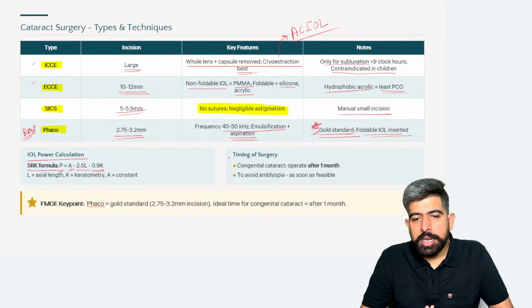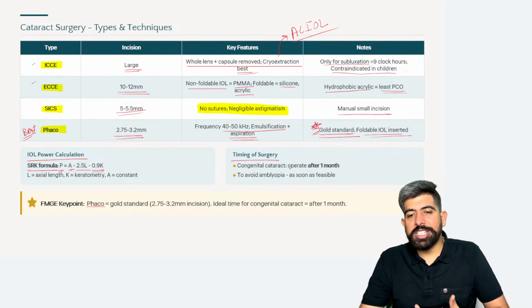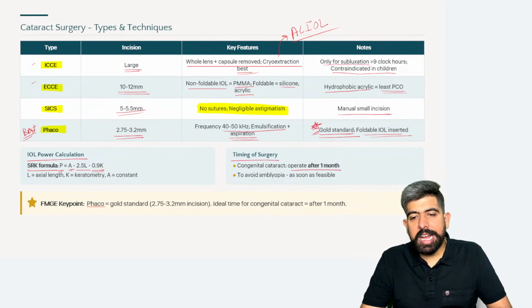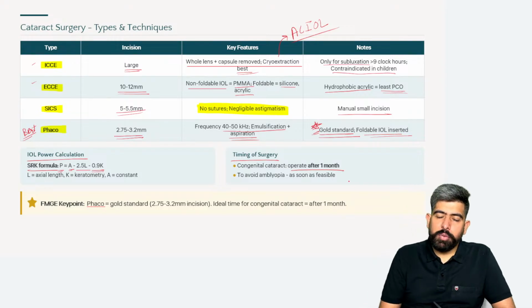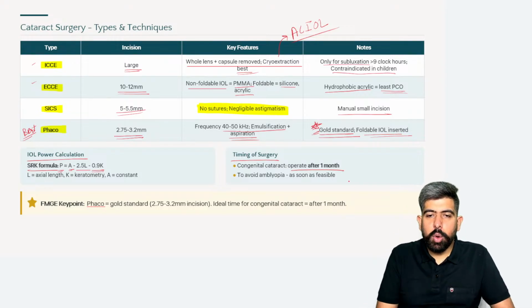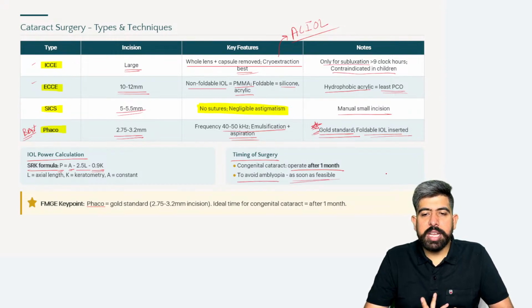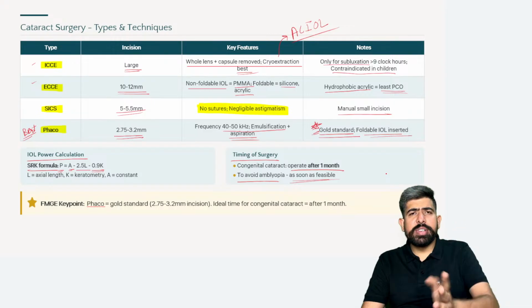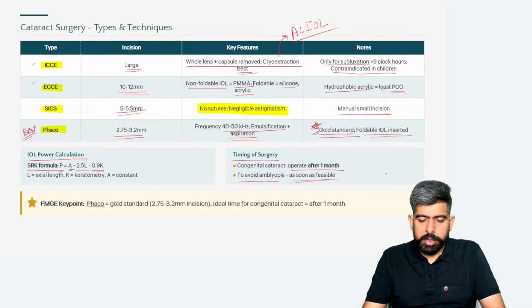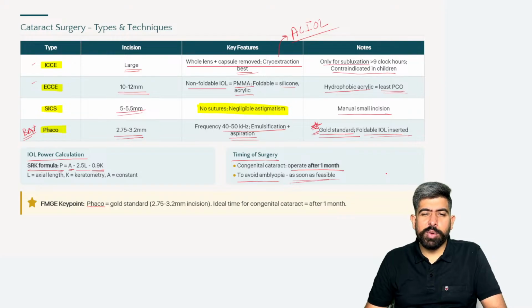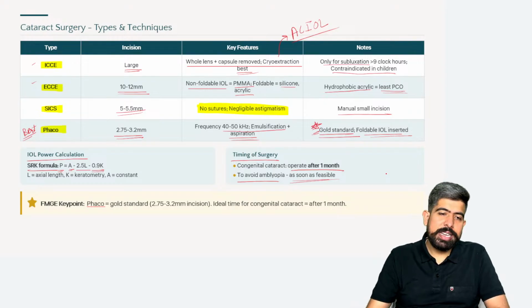Clear? Now, time of the surgery, if we are talking about it: if the patient has a congenital cataract, operate after 1 month. Yes, after 1 month we can do the OT for this patient. To avoid amblyopia, as soon as it is feasible, we have to do it. When the time is perfect for the patient, for this child, we have to do it, because if we wait for a long time, the child will get amblyopia, right, which is lazy eye.